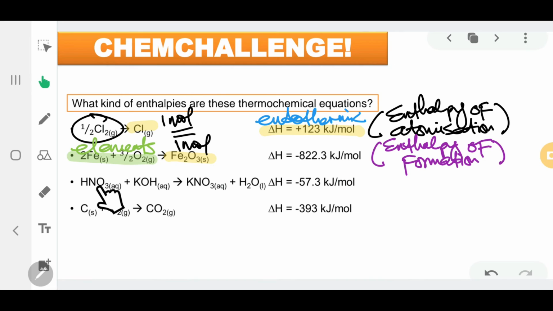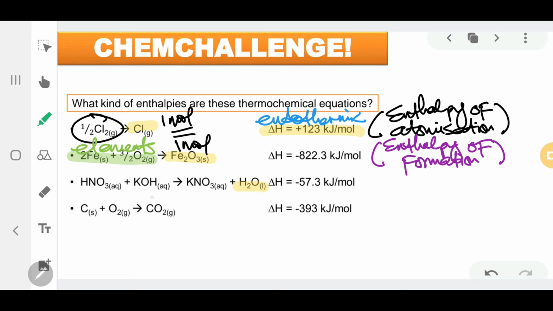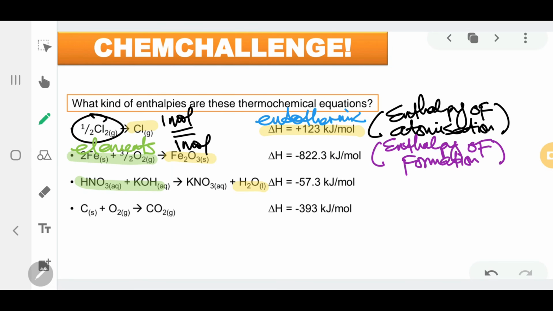The third one that we have here is very obvious. You have an acid, you have a base, and you have 1 mole of water being produced. This is the acid, that is the base, and you have 1 mole of water and the heat change. Therefore, this is enthalpy of neutralization.